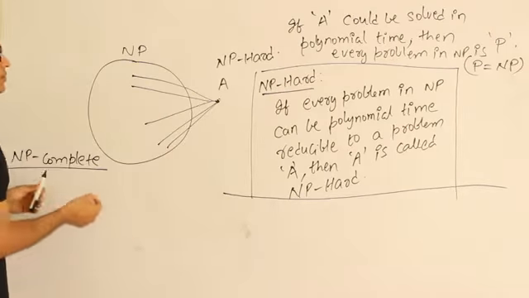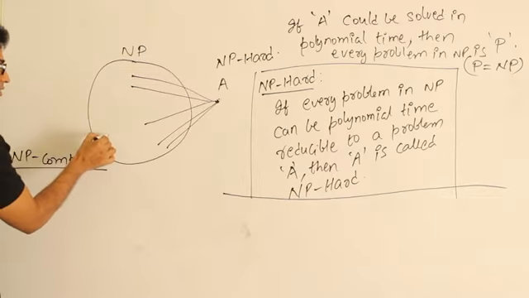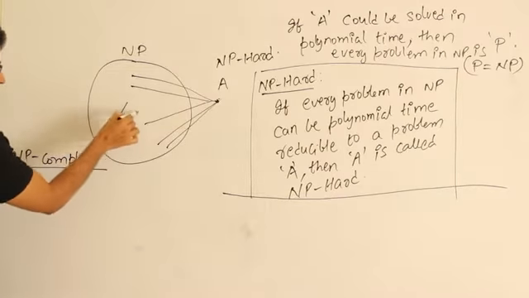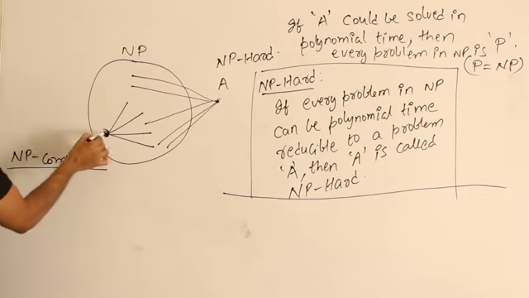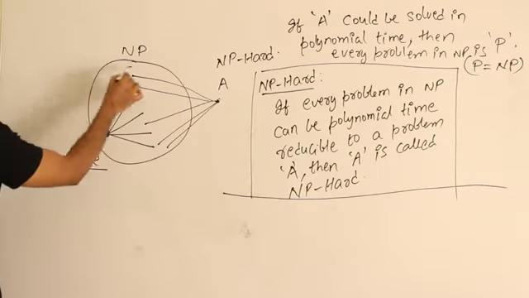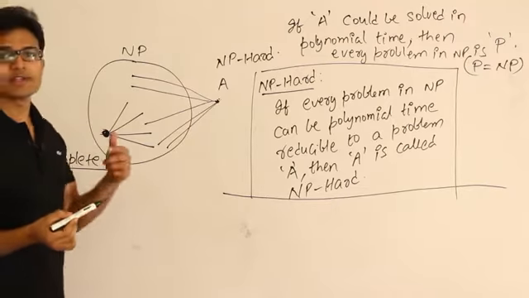So if you can find some problem in the same set NP in such a way that every other problem could be converted to this problem, then what can you say about it? It is NP hard because it is as hard as any problem in NP, as well as it is in NP. Therefore it is NP complete.